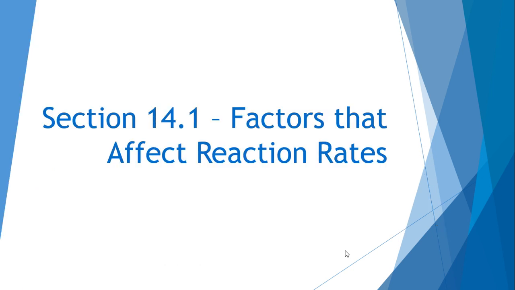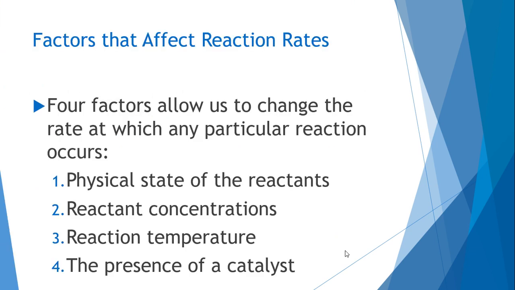In section 14.1, we're just going to solely focus on factors that affect reaction rates, or how fast these reactions happen. There are 4 factors that allow us to change the rate at which any reaction occurs. Those 4 are the physical state of our reactants, whether they're a solid, liquid, gas, or aqueous solution; the reactants' concentrations, and remember, concentration is abbreviated with a capital M because that is molarity; the reaction's temperature; and whether a catalyst is present. We're going to define what a catalyst is.